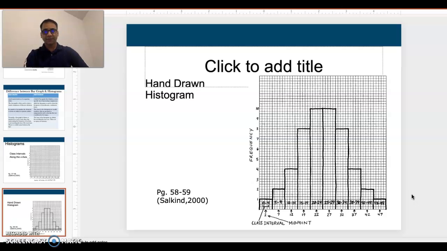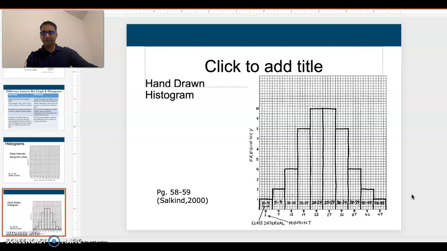For each continuous class interval, we need a midpoint. So for 0 to 4, we have 2 as the midpoint. For 5 to 9, 7 is the midpoint, and so on. To calculate the midpoint, you add both ends of the interval, like 0 plus 4, that is 4, divided by 2, that is 2. The second interval is 5 to 9, so 5 added to 9 is 14, divided by 2 is 7. So that is the midpoint.